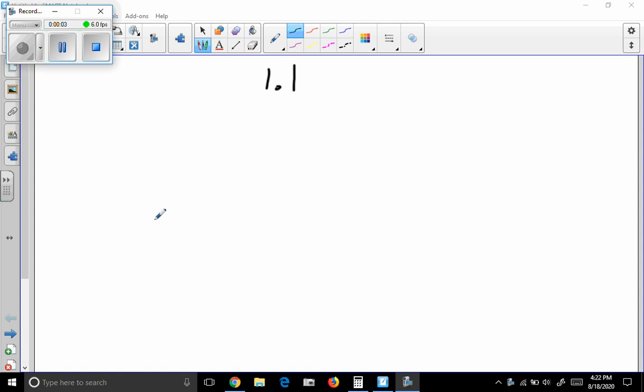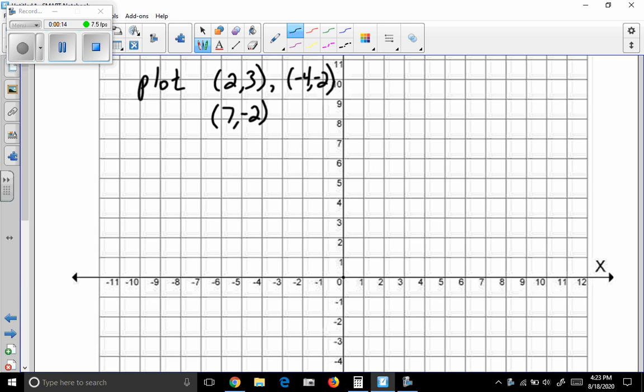1.1 is just a section just to get us going for the semester. So in 1.1, I'm going to work through just a few problems and shouldn't take us too long. And the first thing we want to remind ourselves is how the coordinate system works.